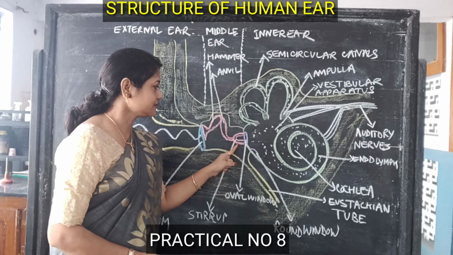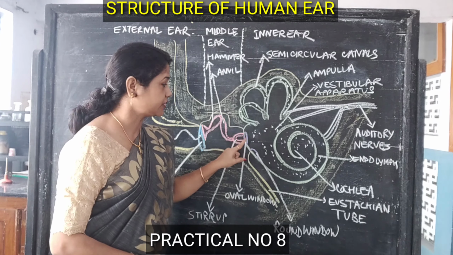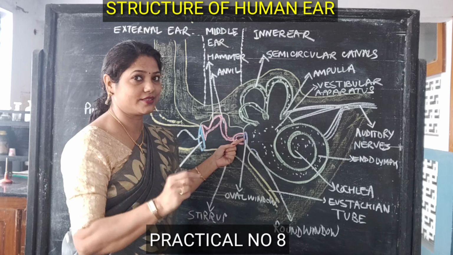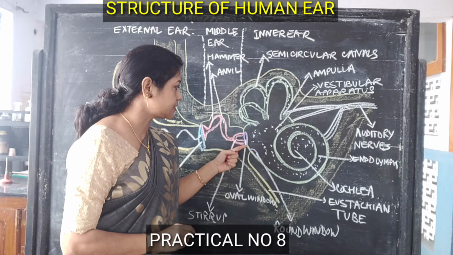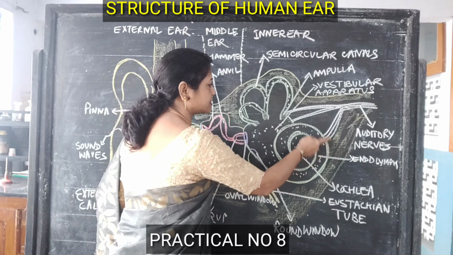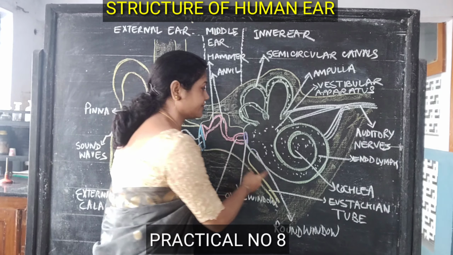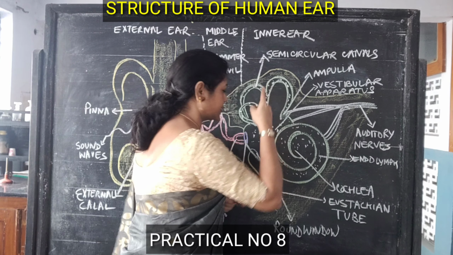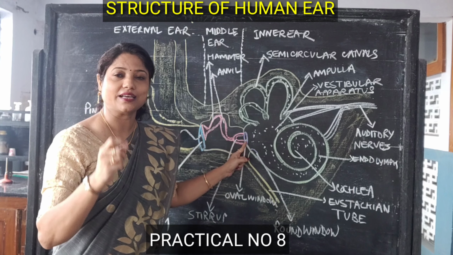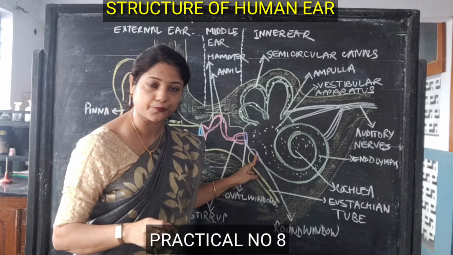The stirrup is joined with an opening which is covered by a membrane. This structure is called the oval window. So the inner ear starts from the oval window. The oval window is present on a spiral, round-like structure which turns for 2.5 turns. This spiral structure is called the cochlea. The oval window is present on this cochlea. There is another membranous opening on the cochlea, which is called the round window.